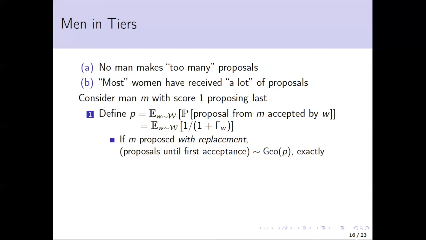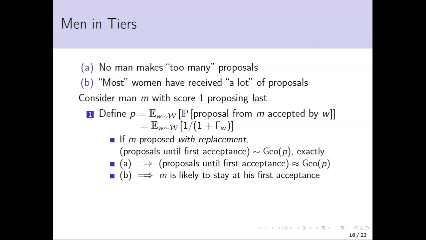However, we know there's some deviation because he will not be proposing with replacement. But we know that he will not make too many proposals. In fact, no one will have too many proposals. So the difference here is actually insignificant. And although not exact, this number of proposals is roughly geometric of p.